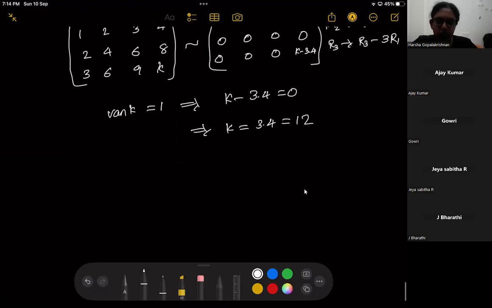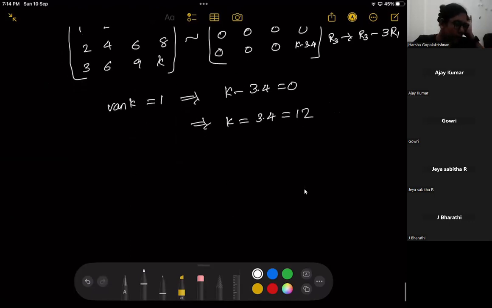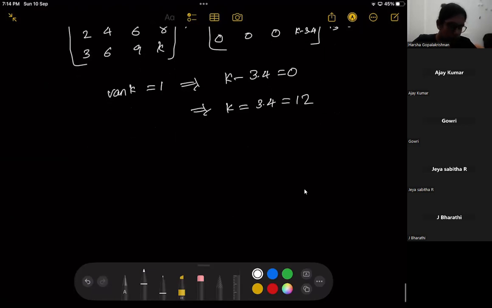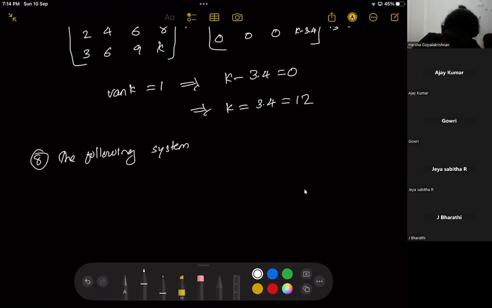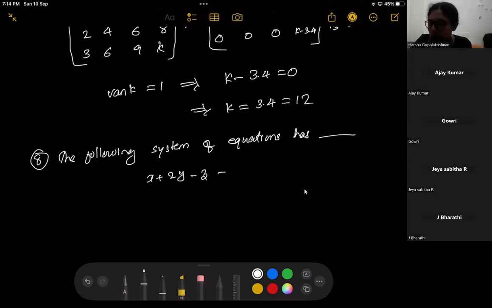If anyone is having a doubt, please ask in between. Now the next question is, so it is given a system of equations. We need to find whether it has a unique solution or infinitely many solutions or no solution.